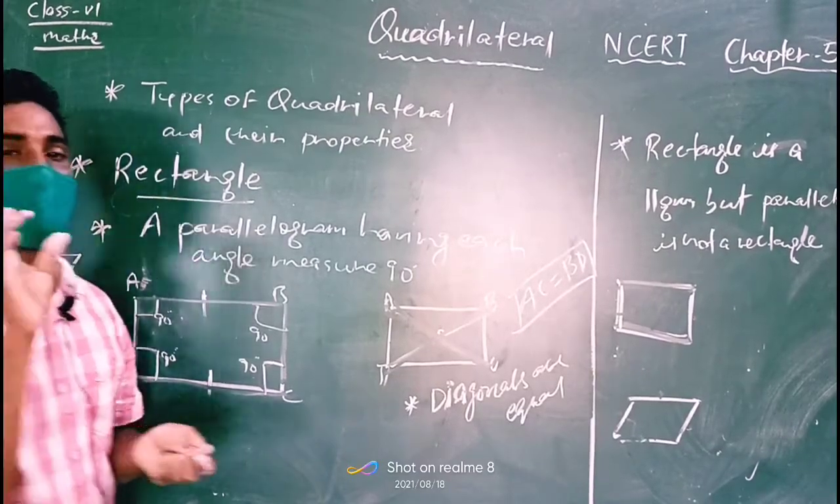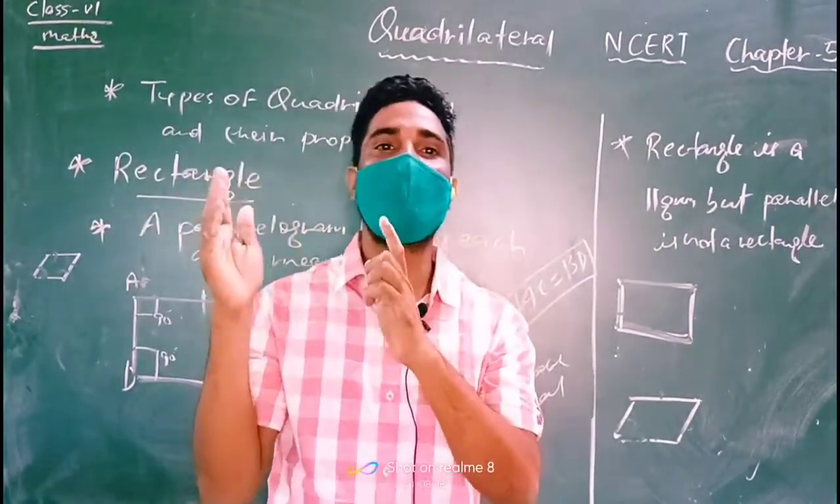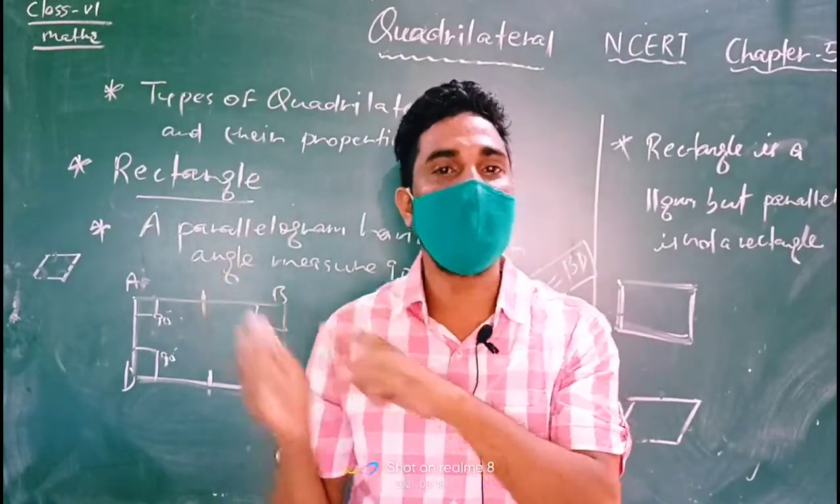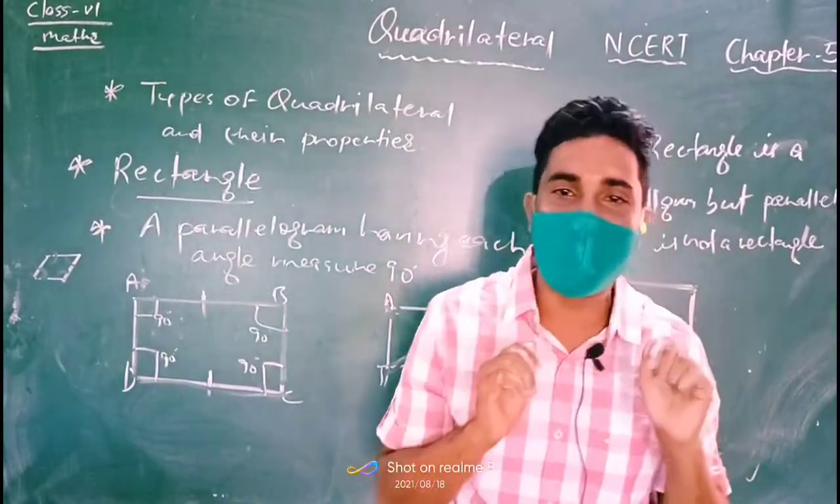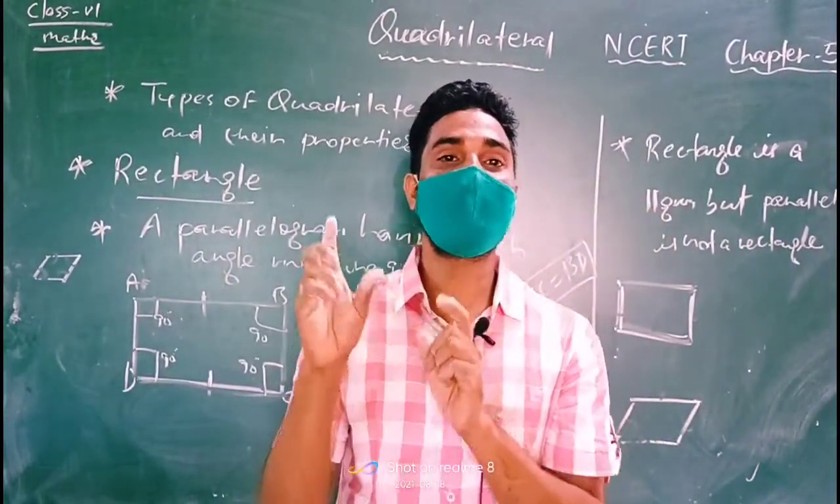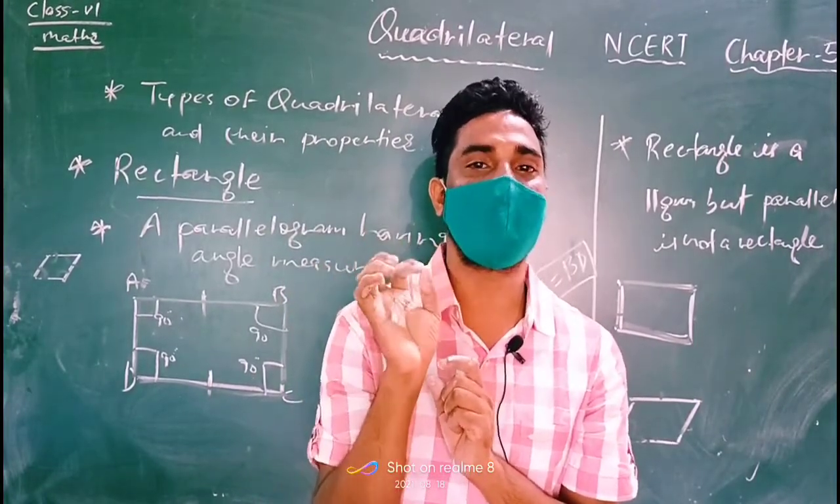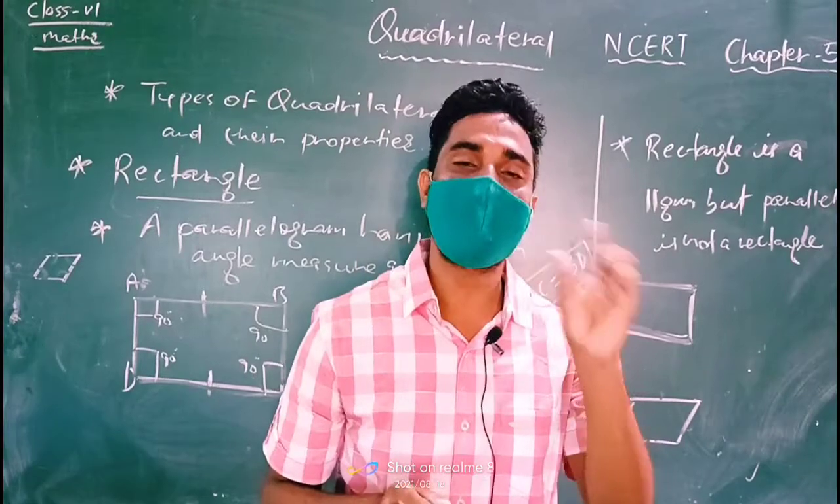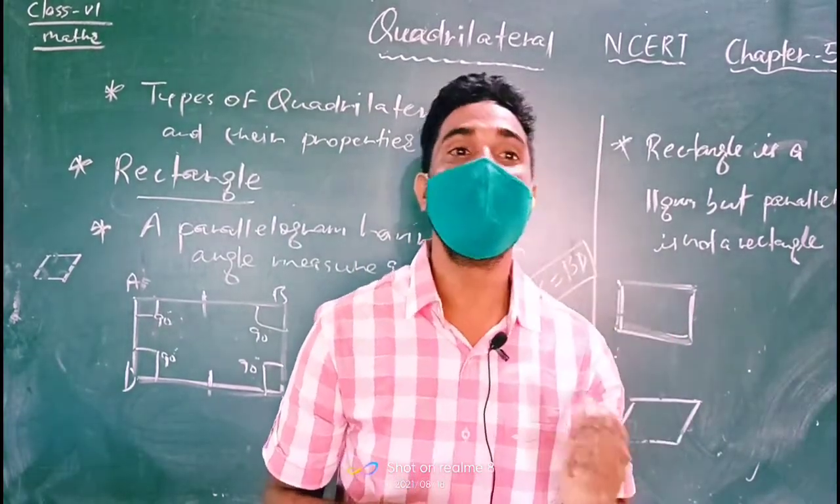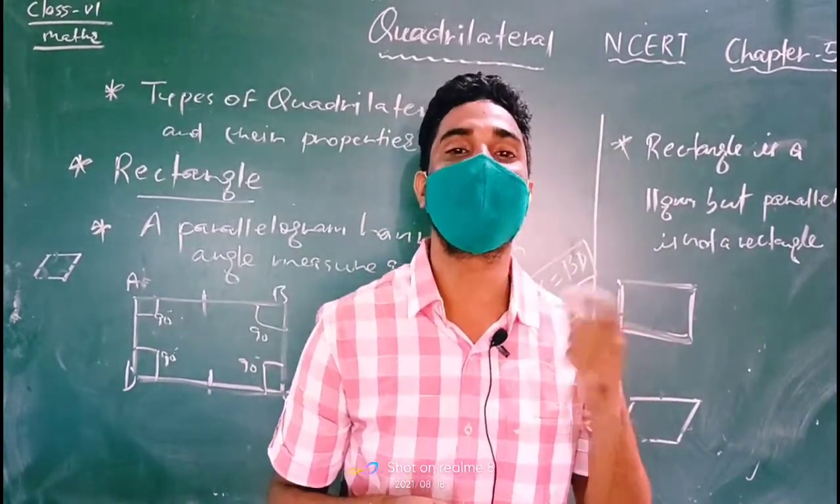The difference again I must tell you. In a parallelogram, each angle measure is not 90 degrees. In a rectangle, each angle measure is 90 degrees. In a parallelogram, the diagonals simply bisect each other. But in a rectangle, the diagonals are equal as well as they bisect each other.